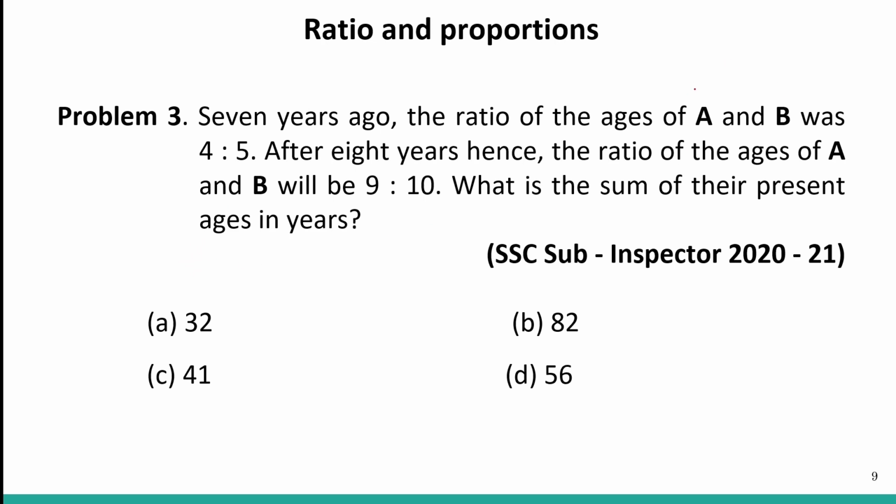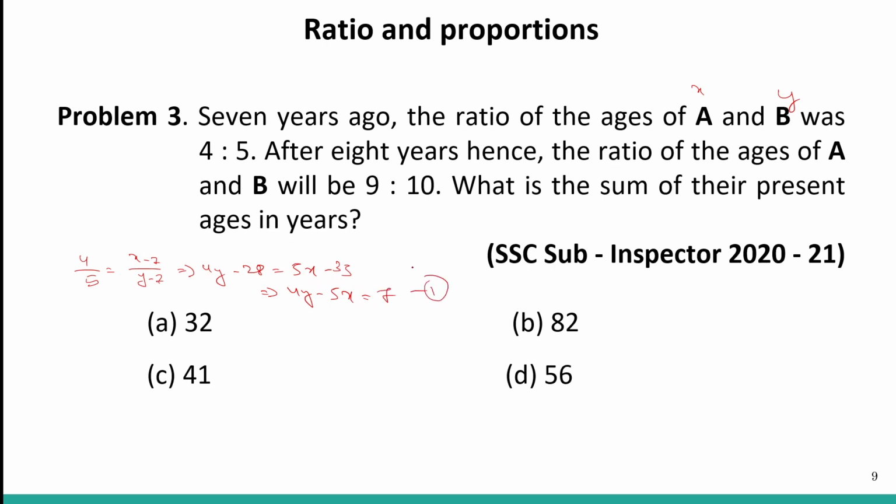So for A, let it be X, and for B, let it be Y. So 7 years ago, what will be their ratio? Their ratio was 4/5, right? So from this assumption, it will be (x minus 7) by (y minus 7). So we arrive at 4y minus 28 is equal to 5x minus 35. So this implies that 4y minus 5x is equal to, but this is 7, so 7.